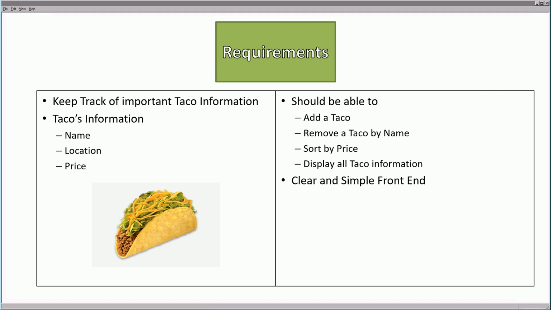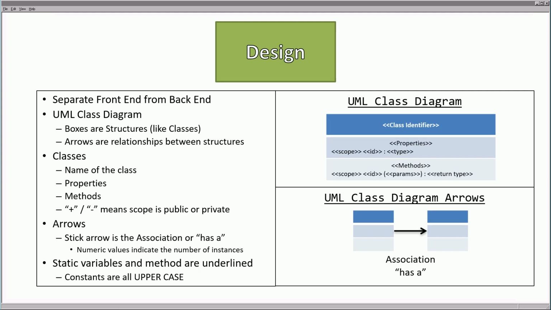In addition to all of that, the software should have a clear and simple front end that the user can use. Now that we have our requirements, we move on to designing the software. One important design decision that I highly recommend is to always separate the front end from the back end. The front end is how the user interfaces with the software, and this can include graphical user interfaces or command line interpreters, just like the console.